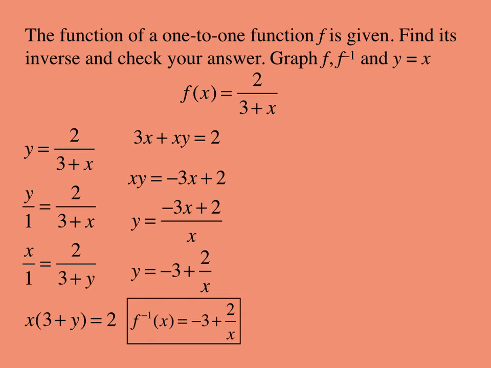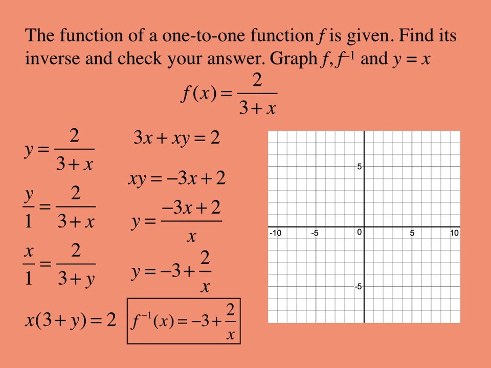Now I want to verify my claim by using a graph. First thing I'll graph, using a utility like a graphing calculator or Desmos or GeoGebra, is the function f of x, 2 over 3 plus x. Notice there is a restricted value in the domain at negative 3, because if x were negative 3, you'd have division by 0. That's why x does not equal negative 3.